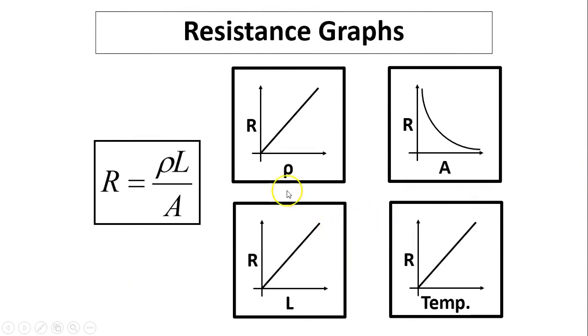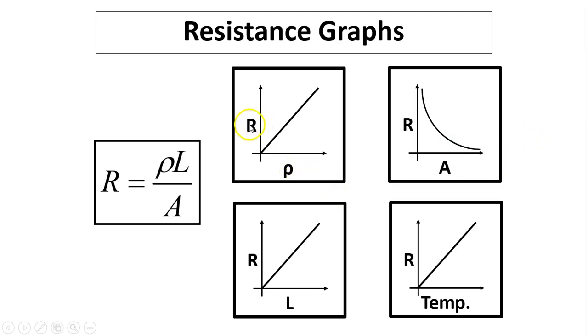Resistance graphs: we already said R is directly proportional to rho, resistivity. R is directly proportional to the length. Since as the temperature increases, resistivity increases, R is directly proportional to the temperature. R is inversely proportional to the area. The wider the wire, the lower the resistance.